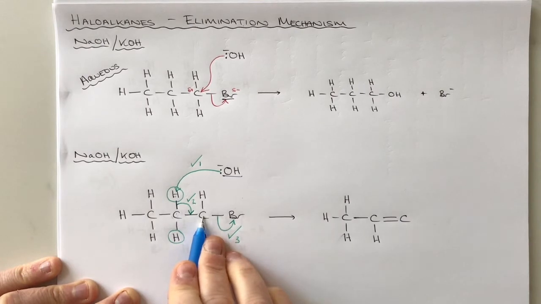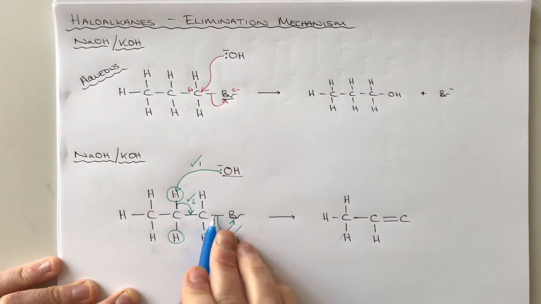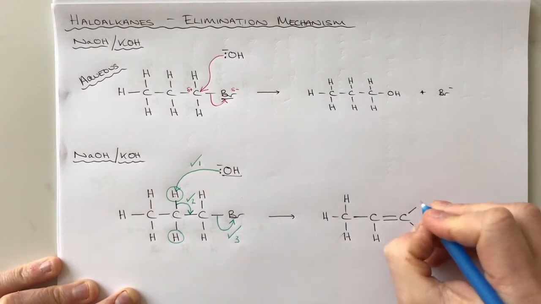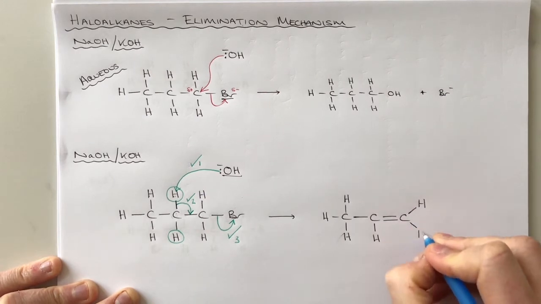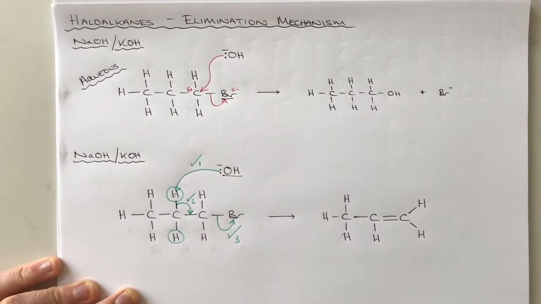Finally, this carbon at the end has two hydrogens attached. It did have a bromine, but the bromine has been kicked off, so we can ignore that now. So we've now got those same two hydrogens attached onto that end carbon. So we have converted our haloalkane into an alkene.